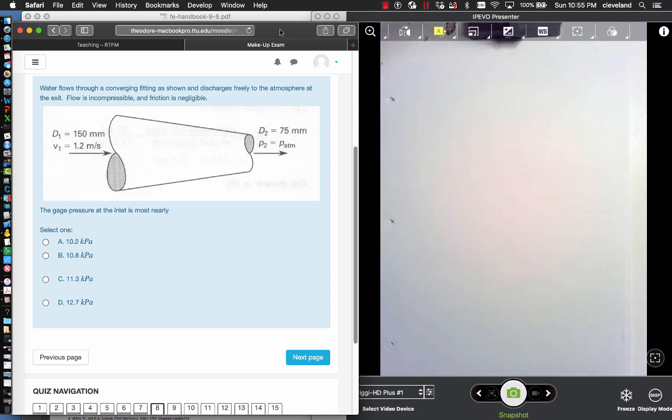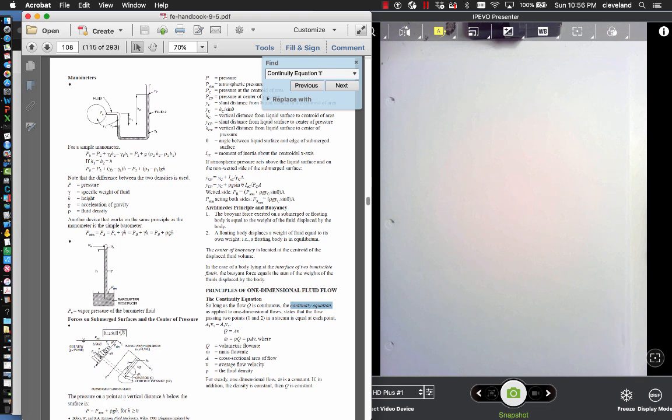All right, welcome to our next problem. In this problem, water flows through a converging fitting as shown and discharges freely to the atmosphere at the exit. Flow is incompressible, friction is negligible. The gauge pressure at the inlet, this end, is most nearly, and we're given some options A, B, C, or D. We're going to need the continuity equation, and we're also going to need the energy equation.